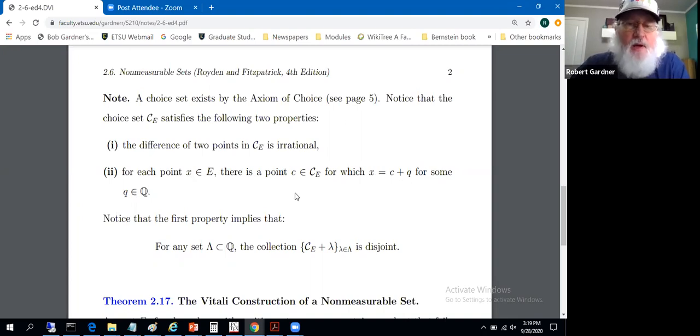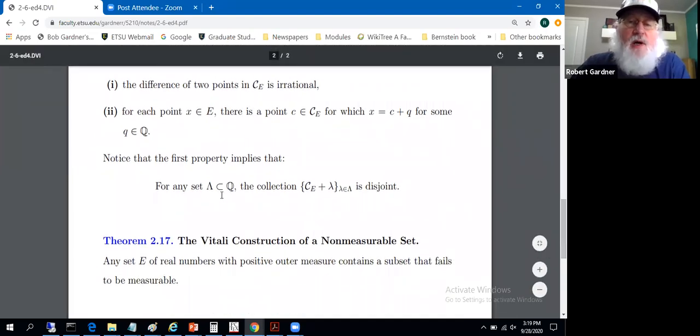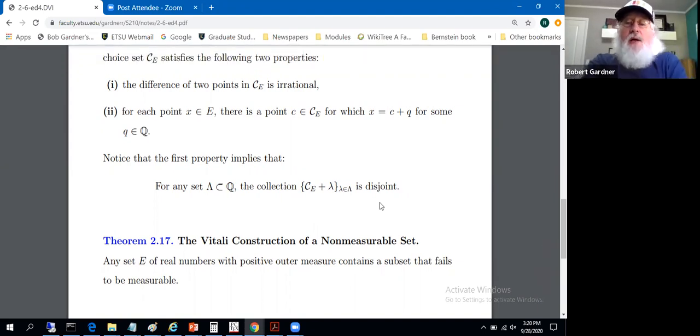Okay. This first property, the fact that the difference of two points in the choice set must be irrational, implies that if we take any set lambda of rational numbers, the collection C sub E plus lambda, such that lambda ranges over this collection of rational numbers, is disjoint. The collection here is a disjoint collection. All right, these are translates.